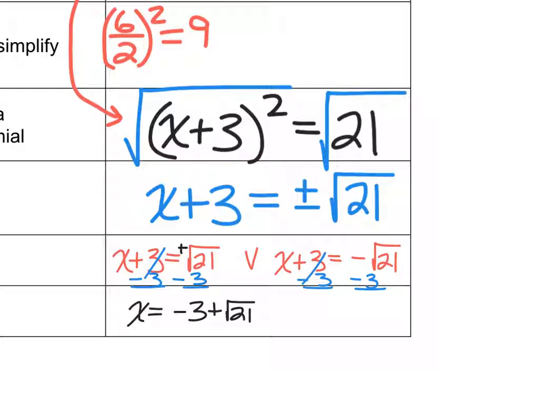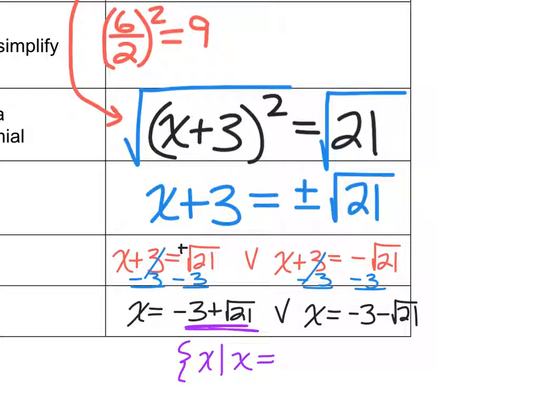So x equals negative 3 plus root 21, or x equals negative 3 minus the root of 21. So I would write my final answer here as x such that x is equal to, now we can combine these two. We can bring them back together because they're the same expression, except one has a plus sign and the other has a minus sign. So I could write this as negative 3 plus or minus the root of 21.